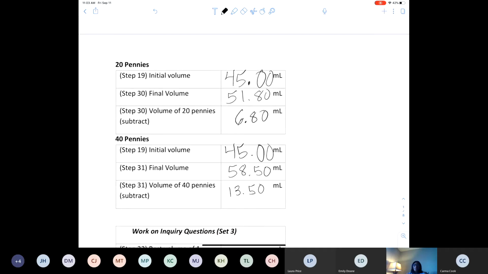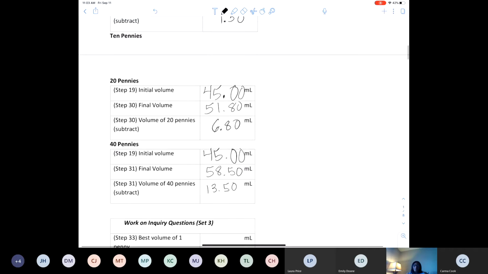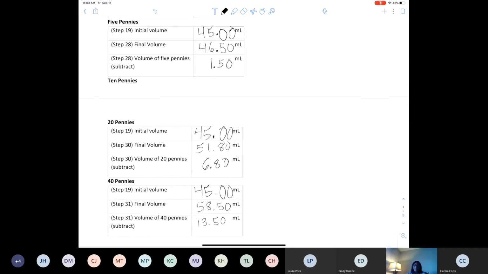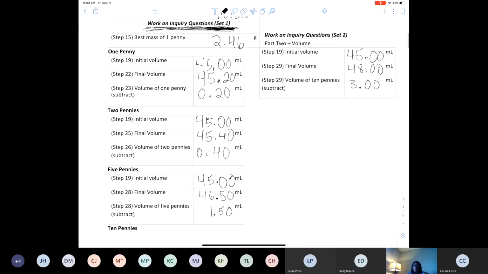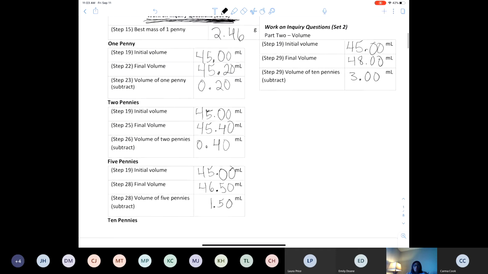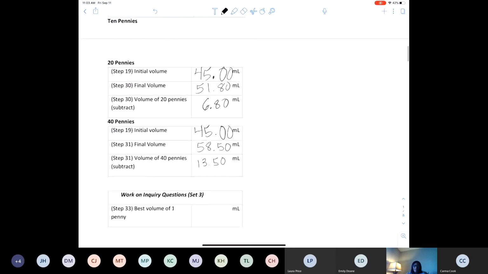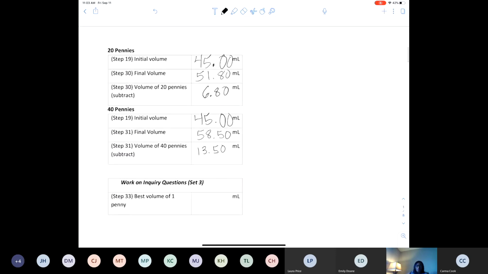Any questions or concerns about our data? Again, yours can be a little bit different than this based on how you read the cylinder, but all of us should be in pretty close agreement with each other. Now we've got the values for volume of 1 penny, 2 pennies, 5, 10, 20, and 40. The way we were supposed to answer the inquiry questions for set 3 is pretty much the same way we answered them for set 1.